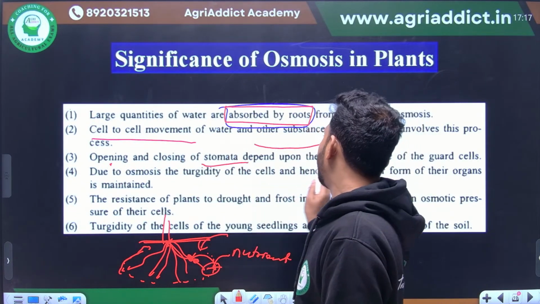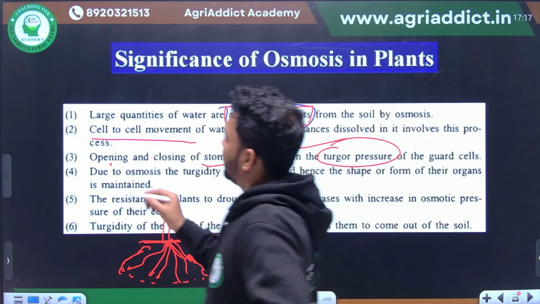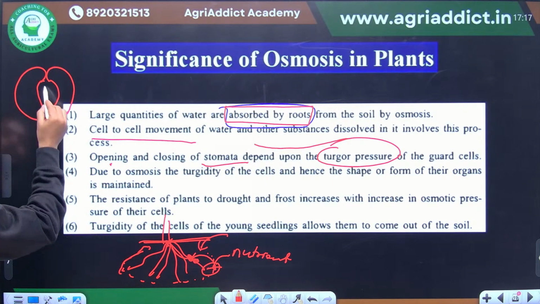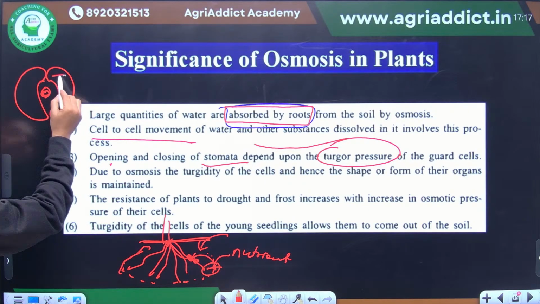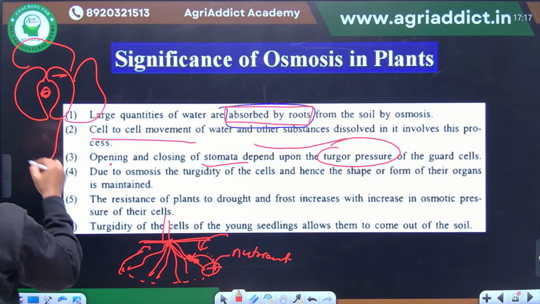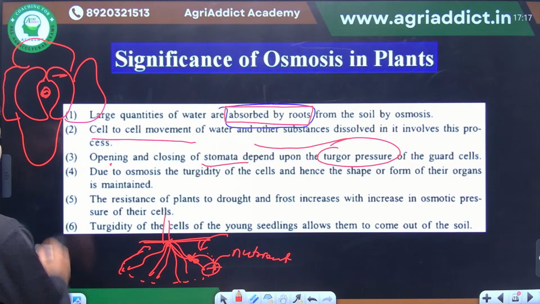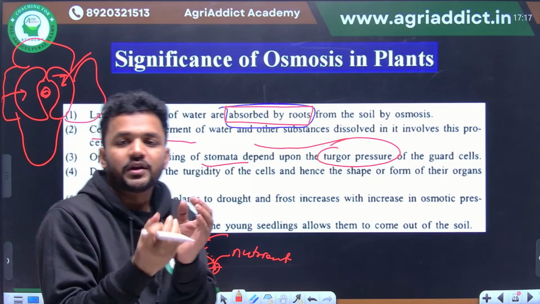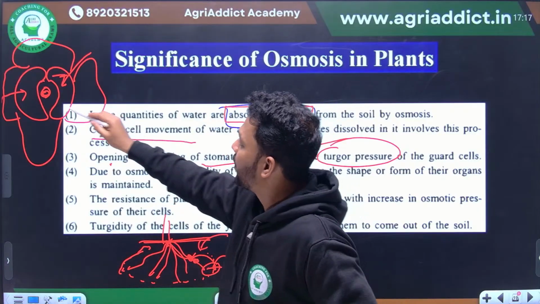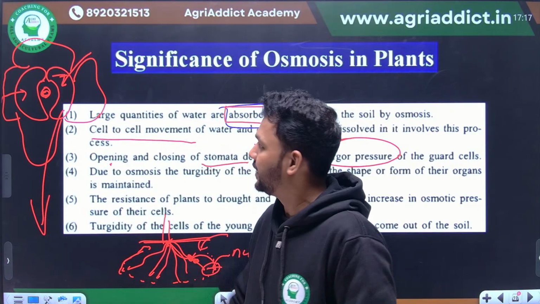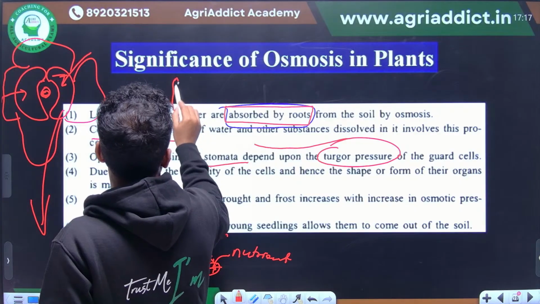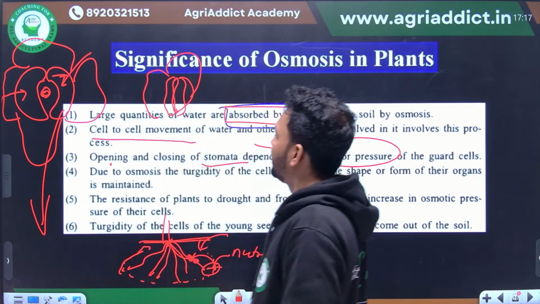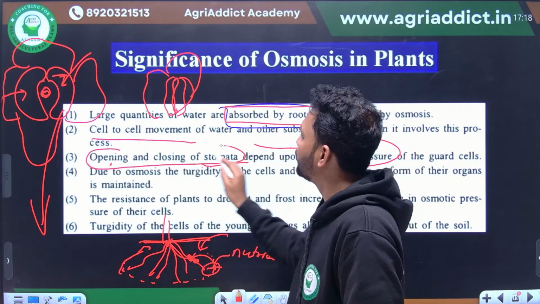Opening and closing of stomata depend upon the turgor pressure of the guard cells. Guard cells are like this, right? Stomata. Here it is the stomatal pore. This is the guard cell. Here the subsidiary cell used to lie. Okay. So when water enters the guard cell, it swells and the stomatal pore opens, right? And when the water goes out, it becomes flaccid and the pore becomes closed. It becomes like this. So in opening and closing of stomata also, osmosis helps.